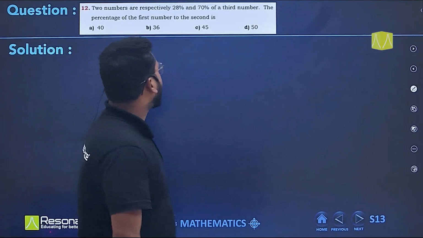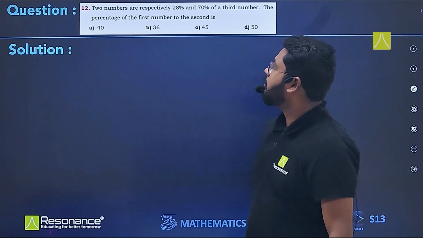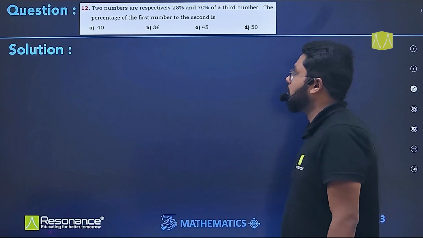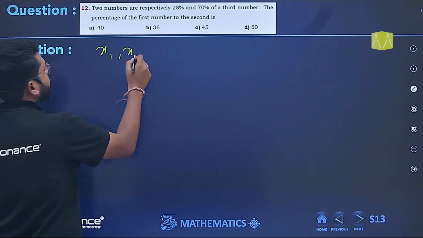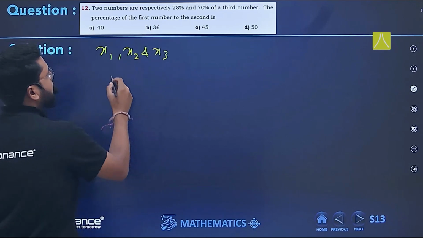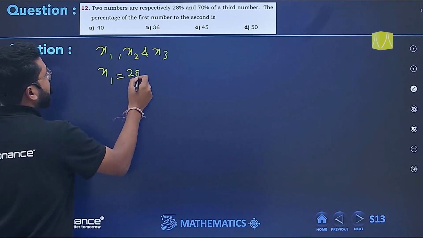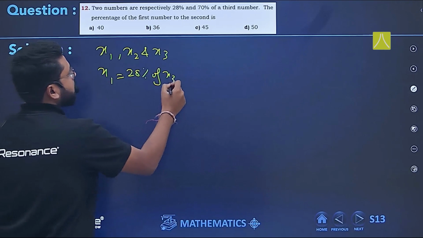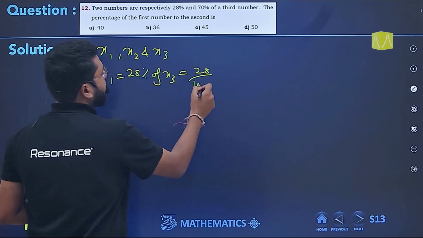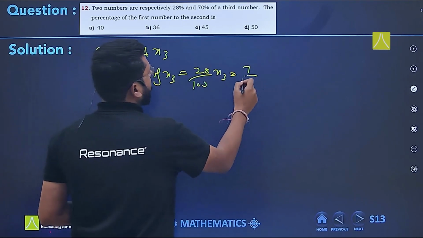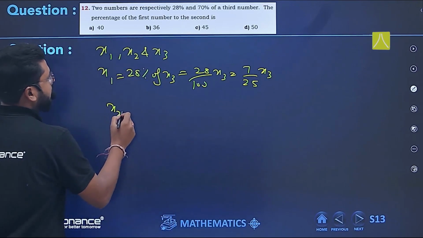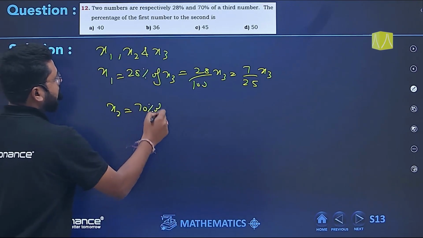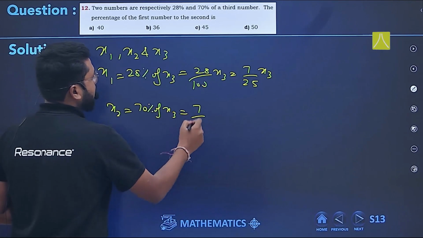Now the next question is, two numbers are respectively 28% and 70% of a third number. Okay. So let the numbers be x1, x2 and x3. x1 will be 28% of x3. This means 28 by 100 of x3, or 7 by 25 of x3. And x2 is 70% of x3. This means directly it is 7 by 10 x3.